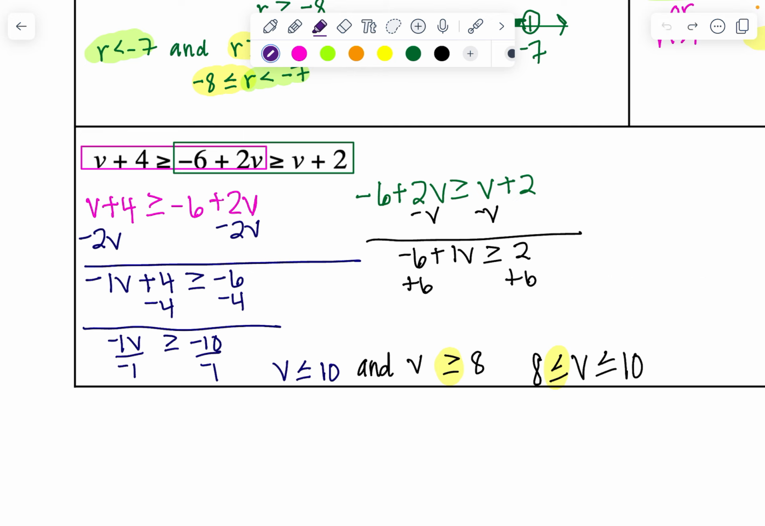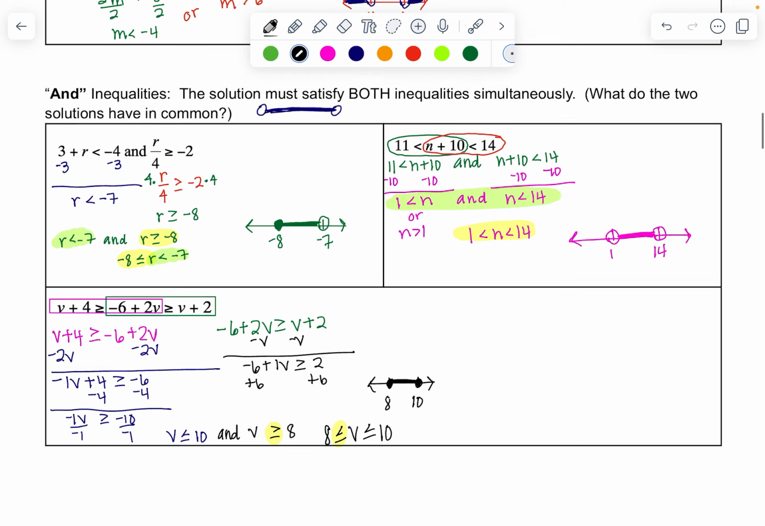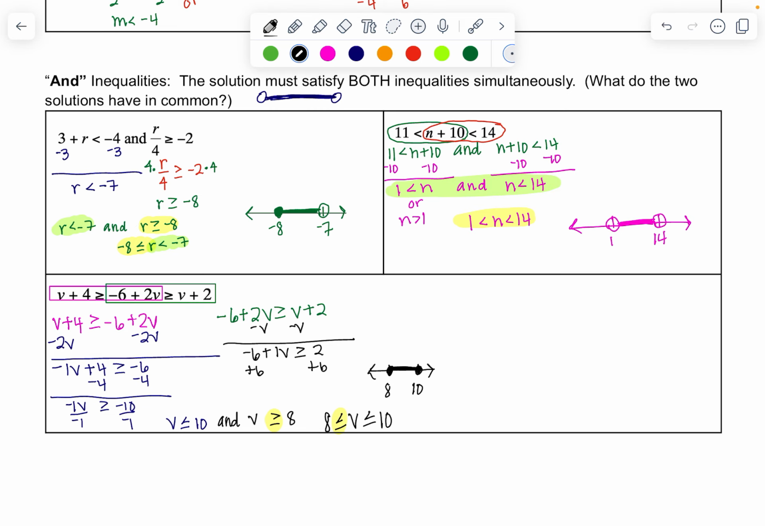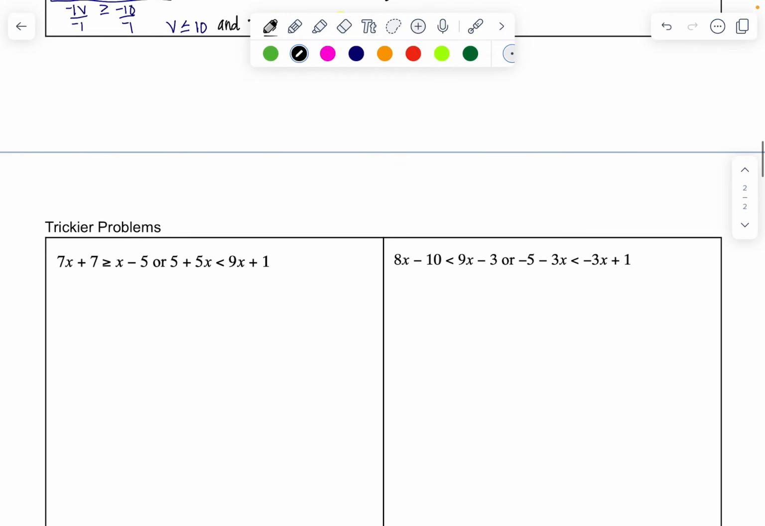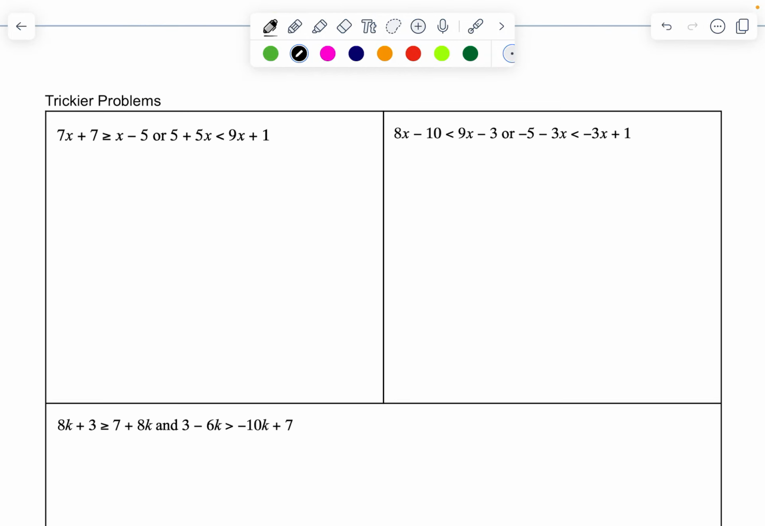So when I graph this, I have my 8 and my 10. These both have the equal sign with it, so we're gonna have closed circles and shaded in between those two. So again, notice with all of the ands, it's between the two values. All of the ors, they're going in opposite directions. Let's try some trickier problems here. Usually trickier problems are where the variable goes away and we have to figure out what that means.